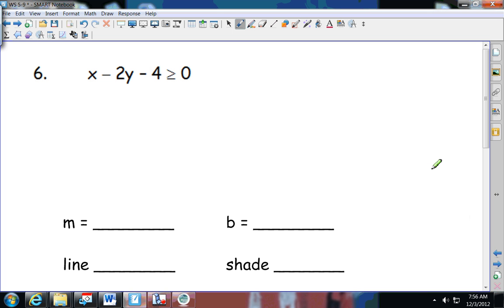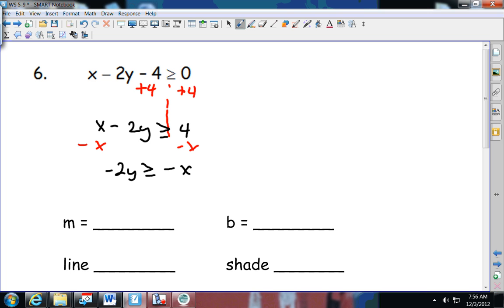Okay, solving for y to get it in slope-intercept form. First thing, it doesn't matter which one you move first. I'm going to move the 4 over first. Doesn't really matter which one you do. I have x minus 2y greater than or equal to 4. I'm going to subtract x from each side. I get negative 2y greater than or equal to negative x plus 4.